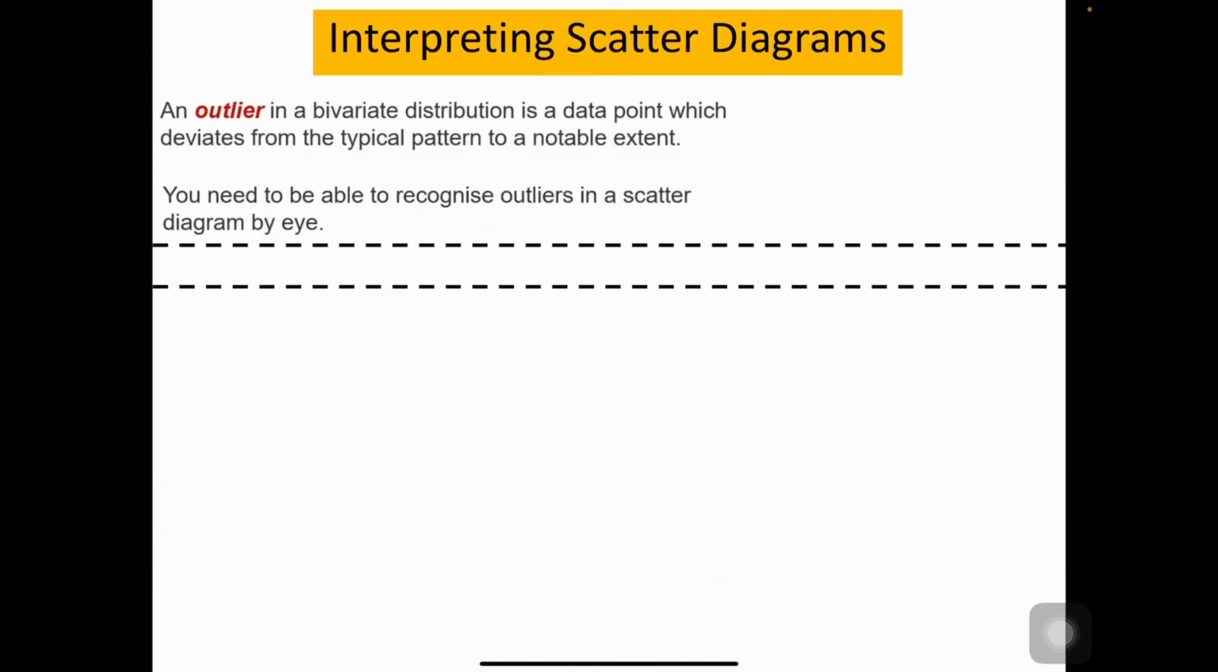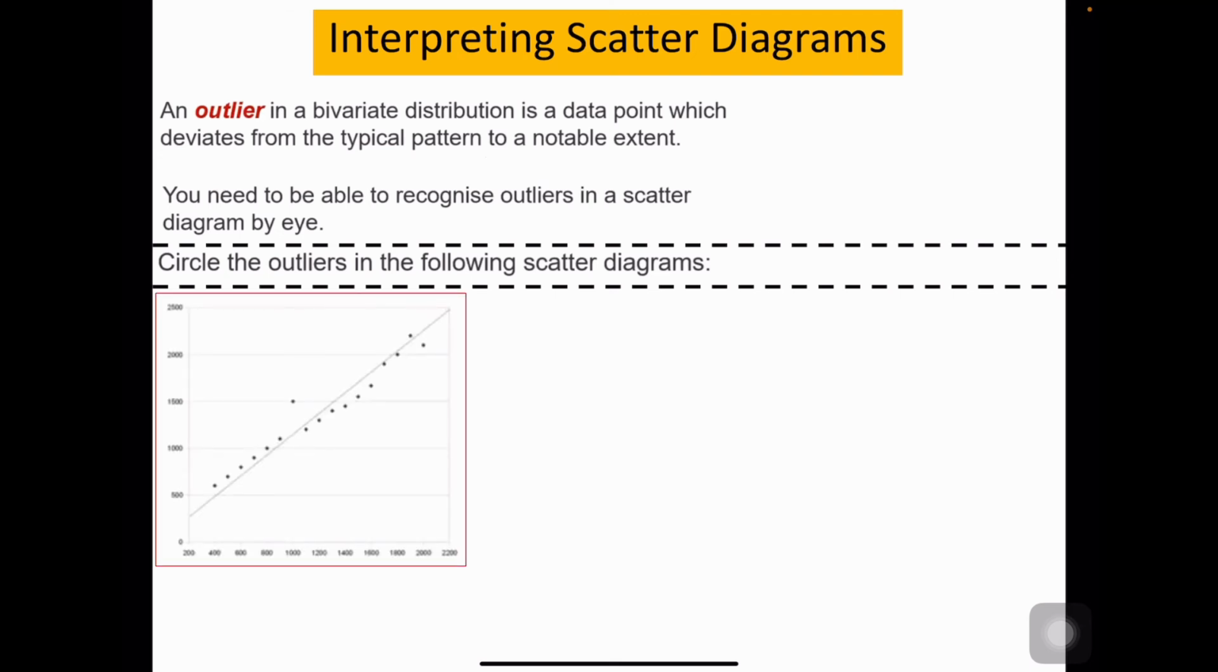So, interpreting scatter diagrams. An outlier in a bivariate distribution is a data point which deviates from a typical pattern to a notable extent. You need to be able to recognize outliers in a scatter diagram by eye. I'm sure you know what outliers are, and of course we've done some work on outliers in normal maths.